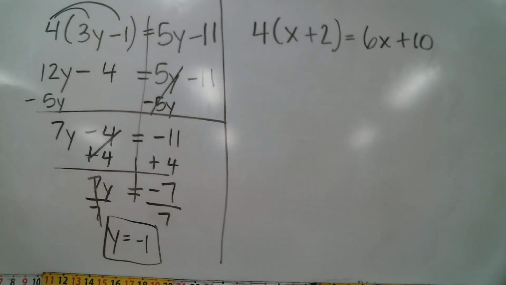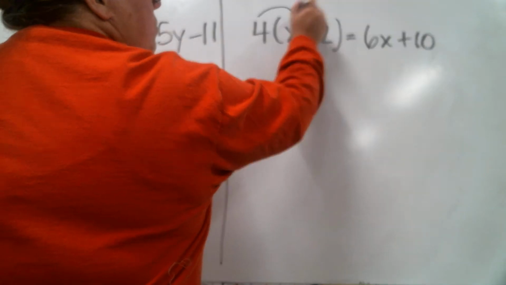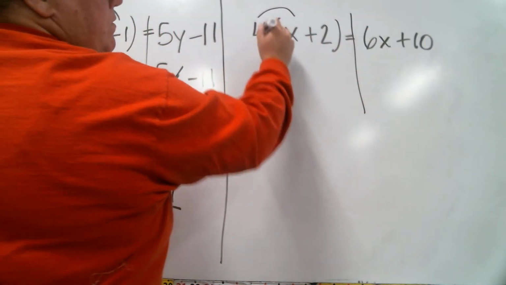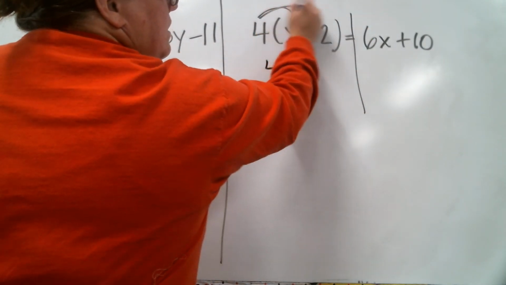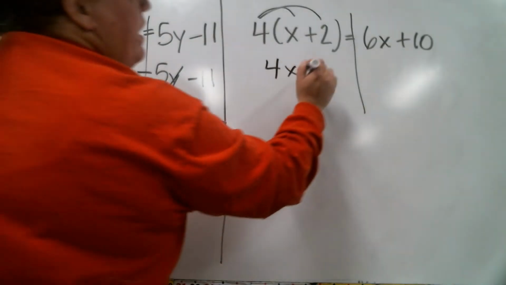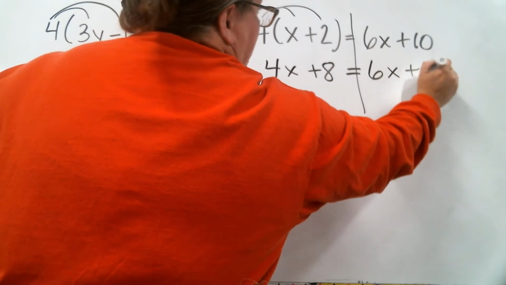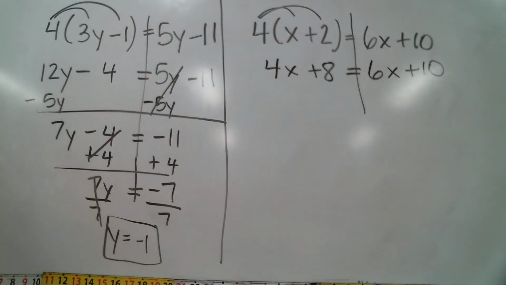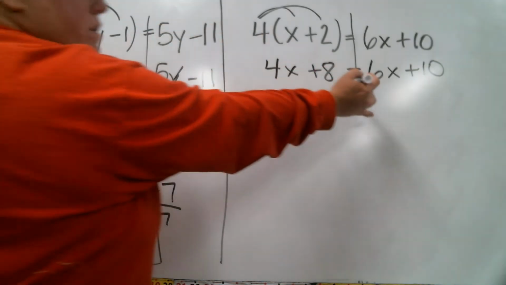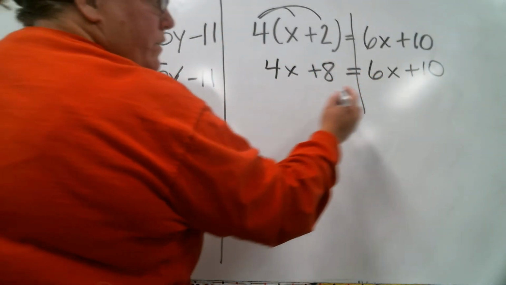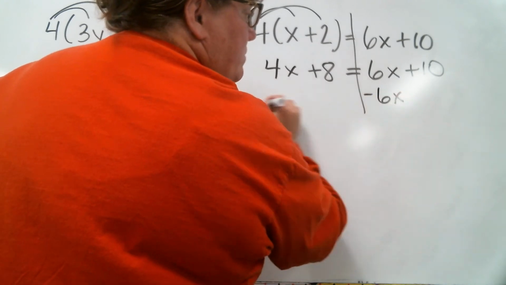Okay, let's look at the second one. Remember, distributive property first, then we take care of the variable on both sides. So this 4 needs to be distributed. We've got 4x, and then 4 times 2 is 8. So 4x plus 8 equals 6x plus 10. Now I still have a variable on both sides, so I'm going to remove the x from here and move it over here. I'm going to remove it by subtracting.